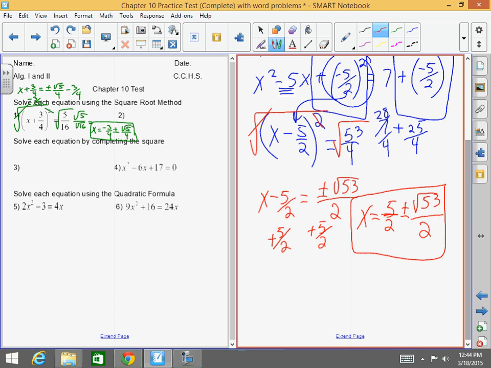Questions on how to solve by completing the square? No, you do not need to calculate the actual decimal values here. Leave it like that, please. If I ever wanted the actual value, I'd say round the answer to the nearest tenths, for example. And then how would you do that? This would be 5 halves plus square root of 53 over 2. Put that in the calculator. And then 5 halves minus square root of 53 over 2.